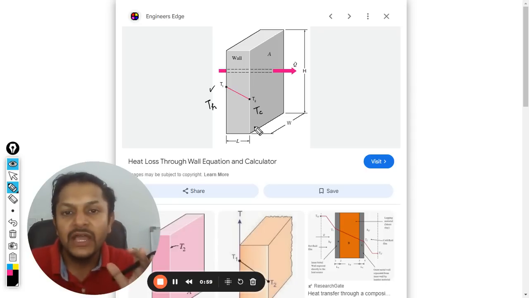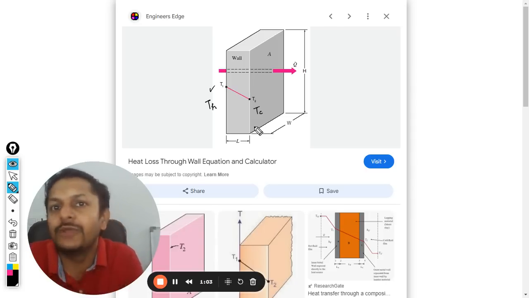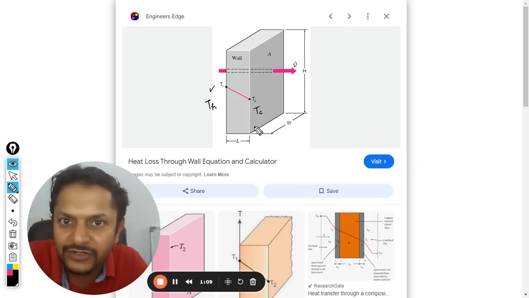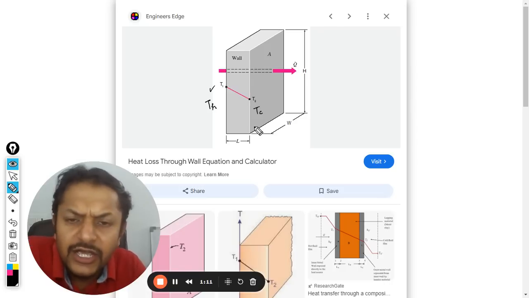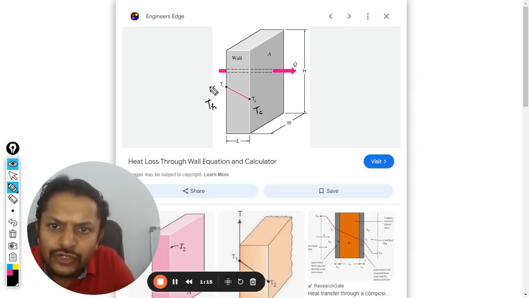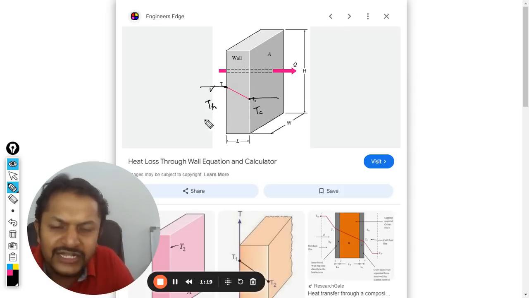There are bad conductors of heat, but it's not that heat will not be conducted. Very little heat can be conducted through bad conductors, but there will be some heat. So here also we are giving some heat out. This temperature is T1, which is maintained here, and this temperature maintained is T2.